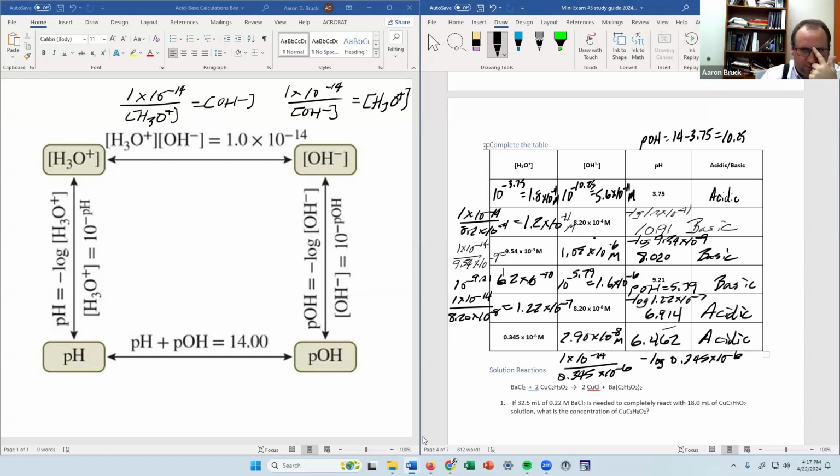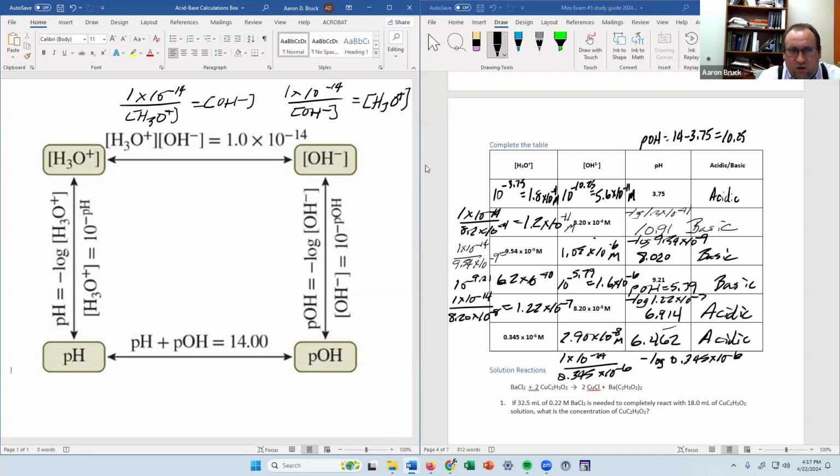So when I'm looking at the table like this, basically all I'm being asked to do is move from one corner of this calculation square to another. And all I have to do is follow the directions on the box. So if I want to go from hydronium to pH, I take the negative log of the hydronium. If I want to go from pH to hydronium, I take the anti-log of the negative pH. If I want to go from pH to pOH, I know that the two of them together have to equal 14. So whatever one is, the other is what's left.